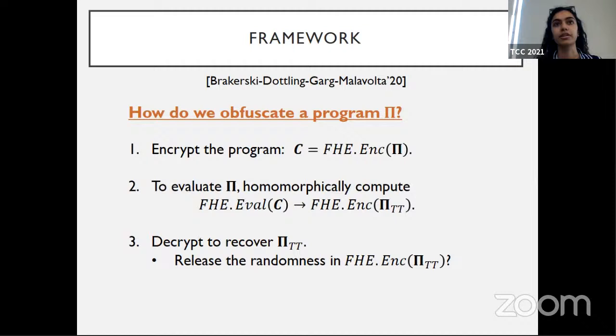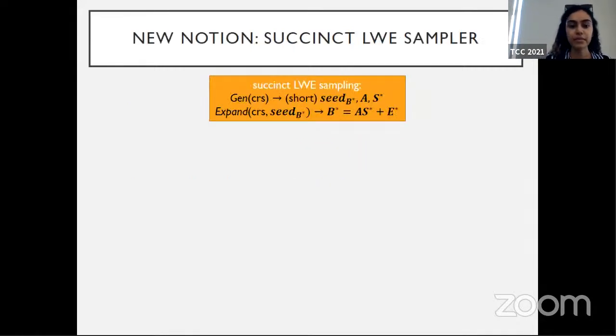So one idea that seems good at first is to release the randomness that was used in the FHE encryption of the truth table of pi, as opposed to revealing the secret key, which is obviously not secure. However, this is also actually not secure. In a recent work, you can actually retrieve and learn something about the original function pi solely from the randomness used in this encryption.